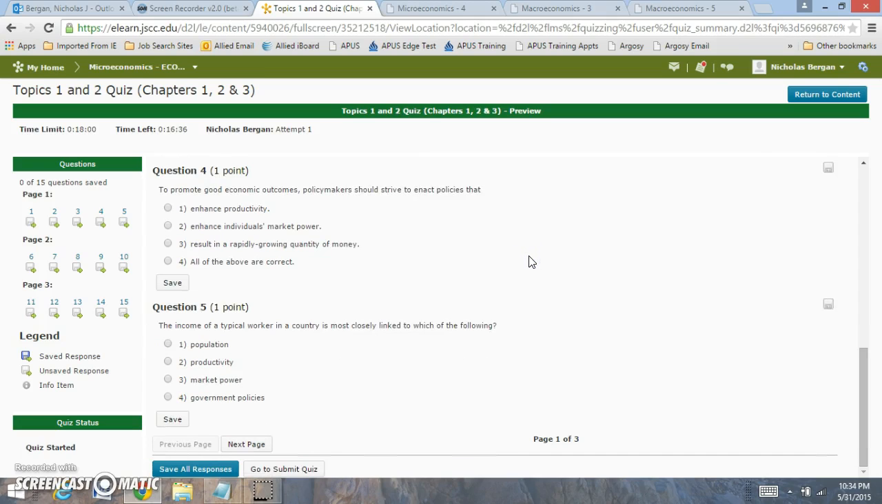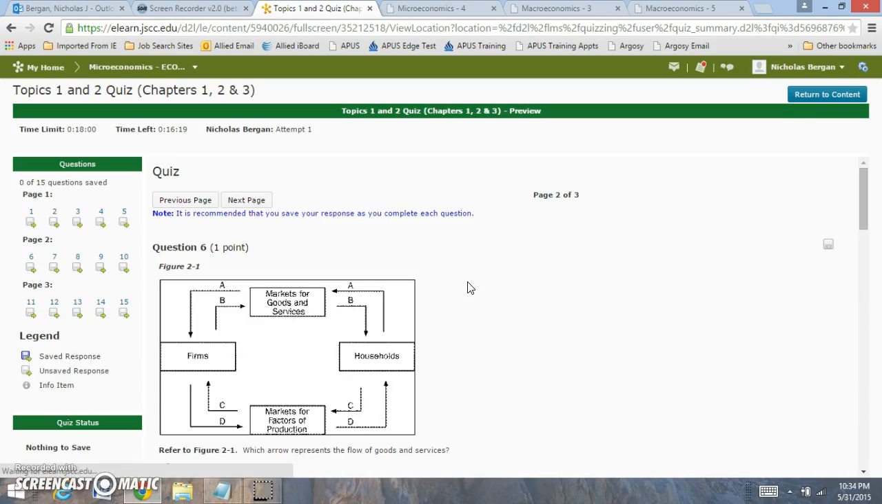Now question 5, that's looking at the income of a typical worker in a country is most likely linked to something that relates to technology. If you notice, with technology we were able to produce more because we were very productive.